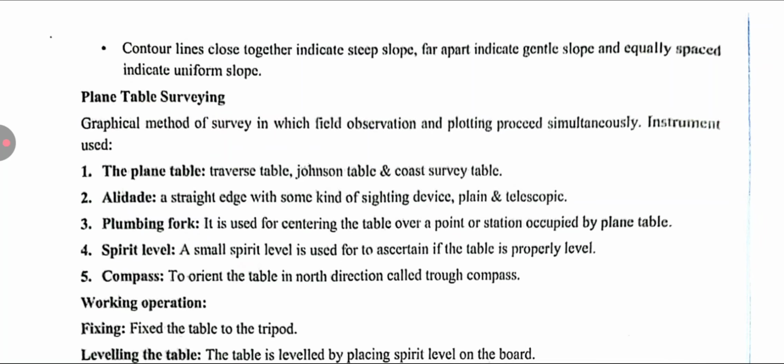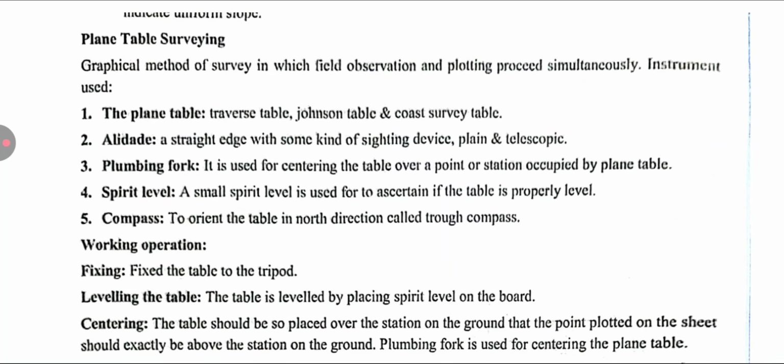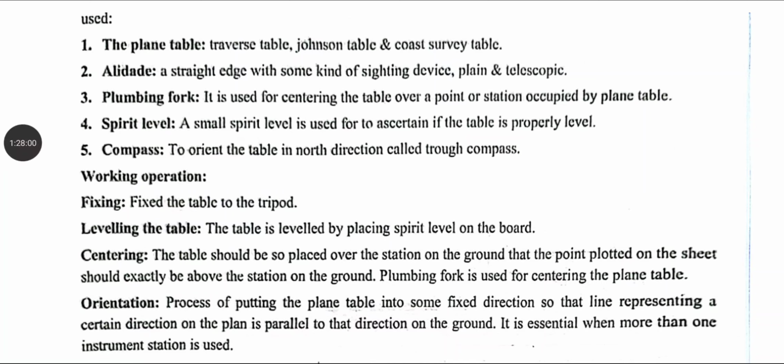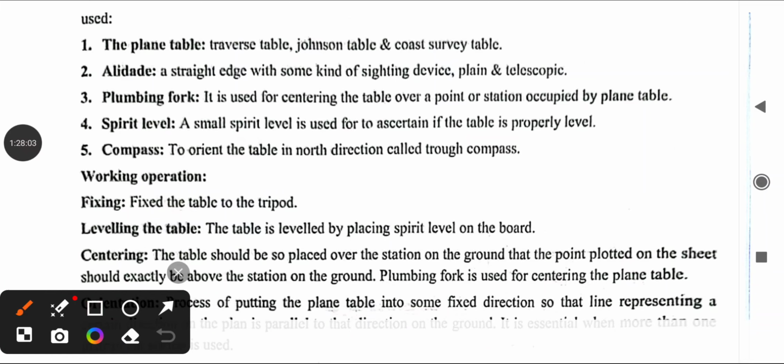Instruments used: the plane table, also called traverse table, Johnson table, or coast survey table. The alidade is a straight edge with some kind of sighting device, plain or telescopic.